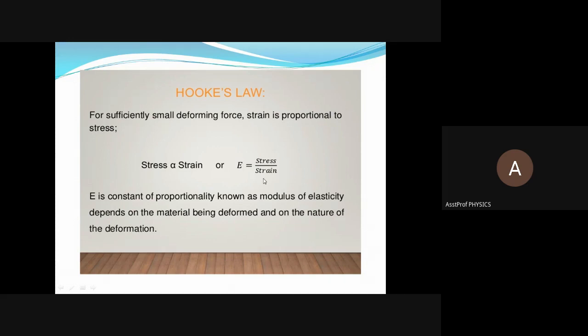What are the different types of modulus you know? Bulk modulus, Young's modulus. Very good. One more thing, modulus of elasticity. Young's modulus of elasticity is one thing. Bulk modulus of elasticity is the second thing. And the third thing is rigidity modulus.